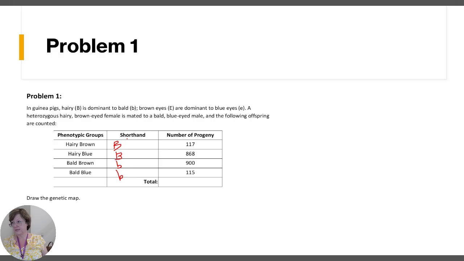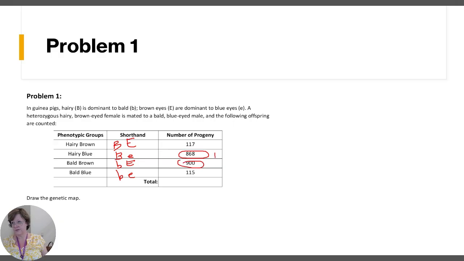Brown is big E. Blue is little e. And in some ways that doesn't even matter, because when you look at the offspring, it doesn't really matter what the allele combinations are. It matters whether they're the most common. So these are the most common.